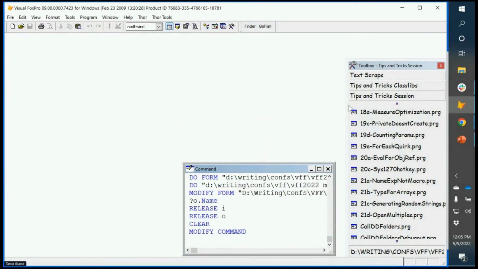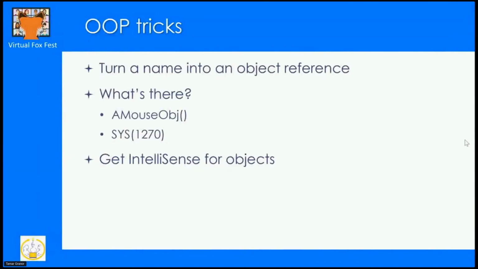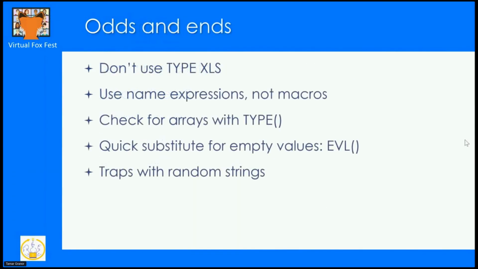Okay, and we'll finish up with a few miscellaneous items that didn't really fit any of the other categories. Number 1, in the COPY TO command, do not ever, ever, ever use TYPE XLS. TYPE XLS is Excel 2.0. If you want to create an Excel file, you want to COPY TO TYPE XL5, which is okay, or TYPE CSV, which Excel treats like a native file.